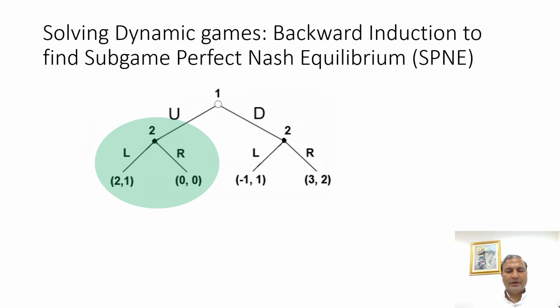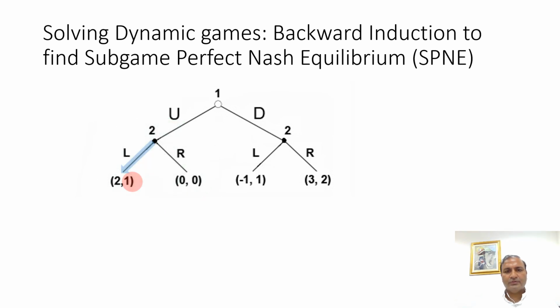Here for player 2, there is an option to play L and get a payoff equal to 1, and he can also play R and get a payoff equal to 0. Now we have to decide what is best for player 2, whether L or R. By playing L he gets 1, and by playing R he gets 0. So of course, L is better. The best choice for player 2 here is to choose L.